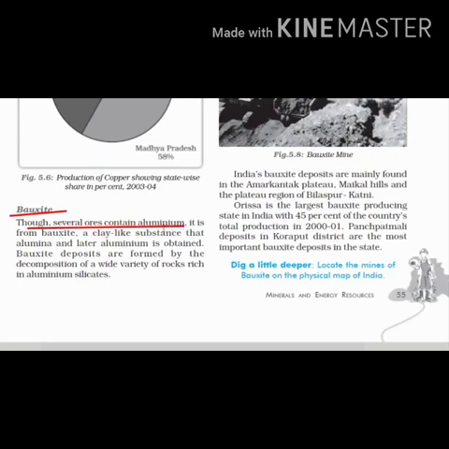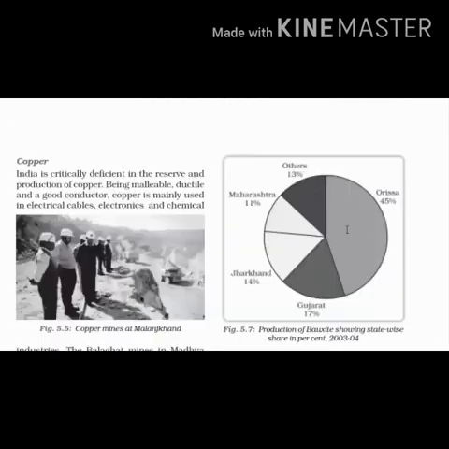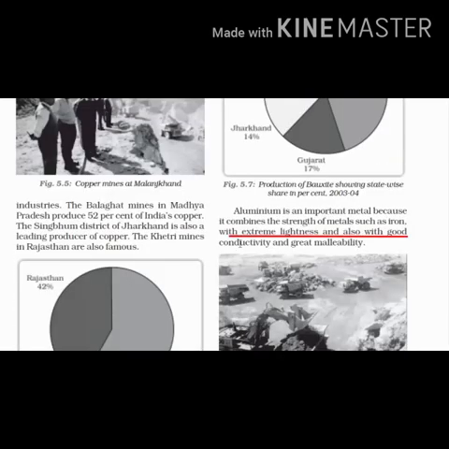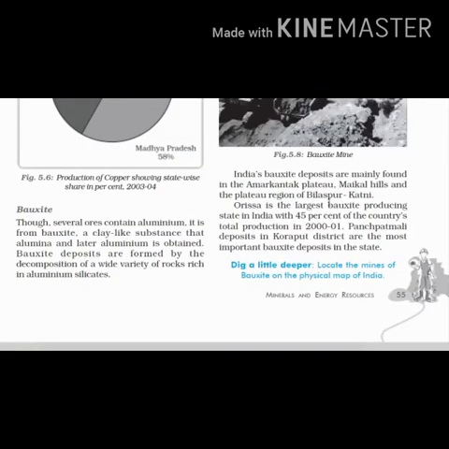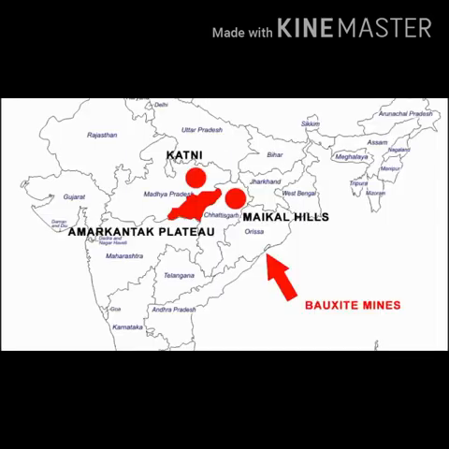Now we will read about the second non-ferrous mineral, bauxite. It is an ore of aluminium. It is from bauxite, a clay-like substance, that alumina and later aluminium is obtained. Aluminium has good conductivity and great malleability. That is, it can be easily beaten into thin sheets. India's bauxite deposits are mainly found in Amarkantak Plateau, Maikal Hills, and the plateau region of Bilaspur, Katni.